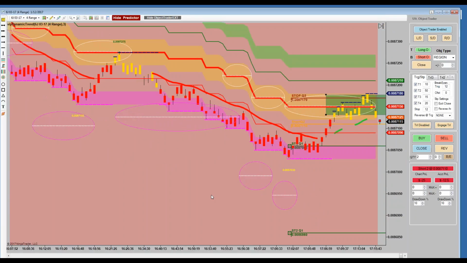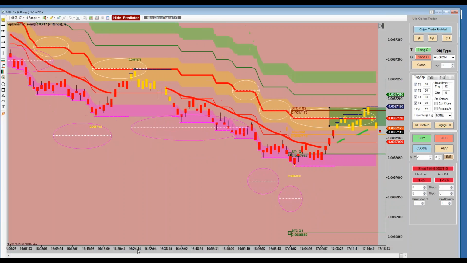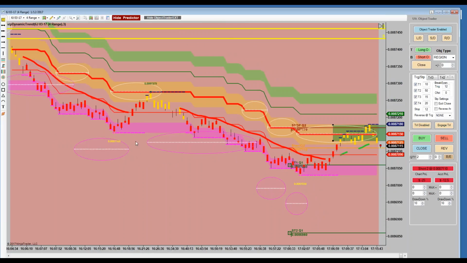All right, so let me explain what we're doing here. For those of you that are completely new, what you're looking at here is our indicators. We have the background colors. We have the bar colors. We have the bands with the mid-band and the bands around it. And we trade retracements in a trend.